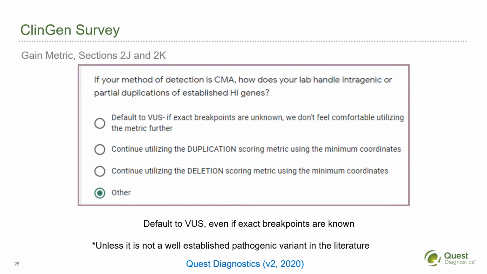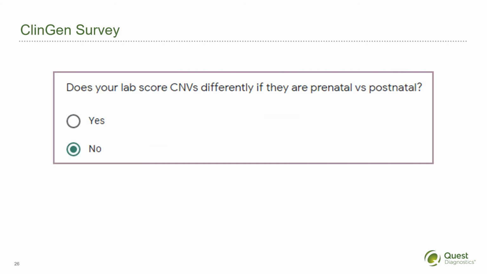We modified sections 2J and 2K of the gain metric as follows. For intragenic duplication, we use a default classification of uncertain, even if exact breakpoints are distinguished by the macroarray platform, unless it is a well-established pathogenic variant in the literature. We score prenatal and postnatal CNVs in similar fashion. In prenatal arrays, we report recurrent CNVs with reduced penetrance and variable expressivity as incidental findings.